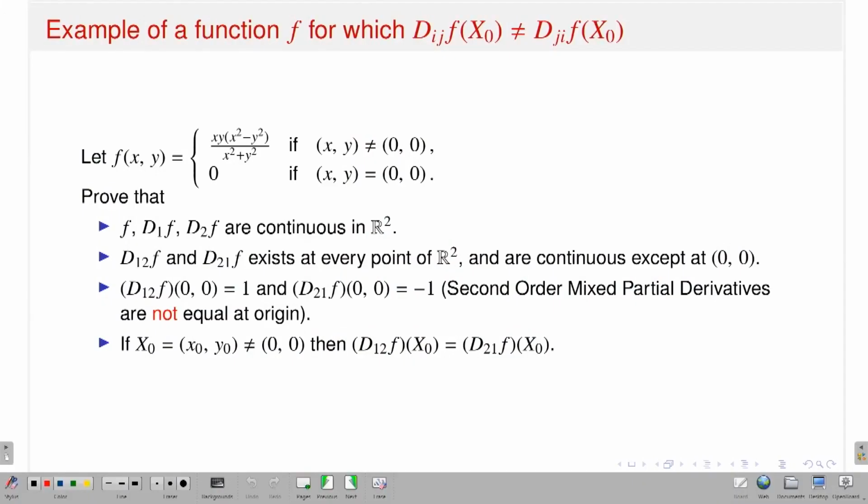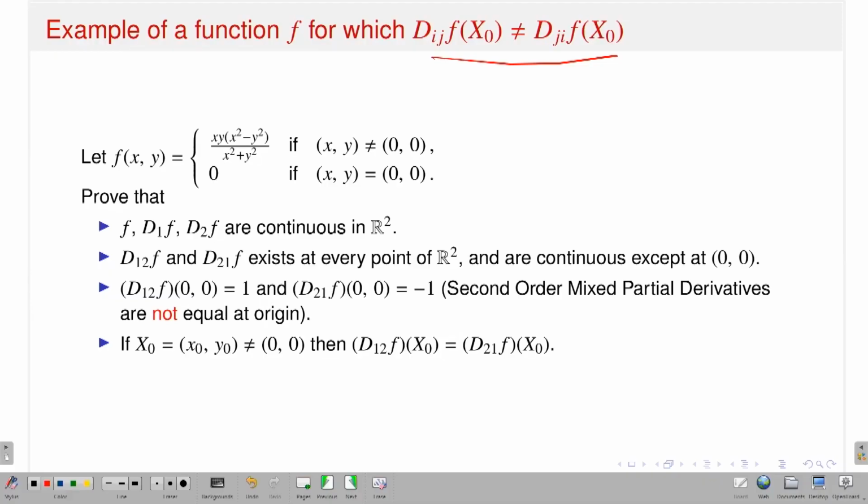So, one example I have given. As I said, I want to talk about the equality of mixed partial derivatives. Suppose you are given a function f and suppose Dij f or Dji f at the point x0 exist. Now, the question is when their values will be equal or not. I have given an example of such a function where the mixed partial derivatives are not equal.